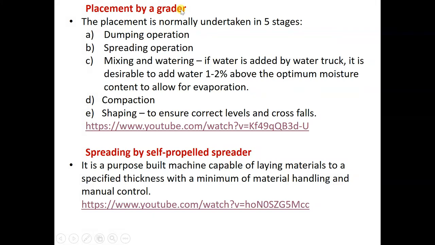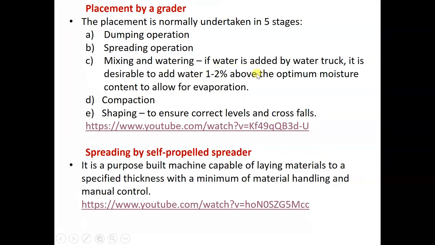Okay, placement by grader. Even though it's not the best practice, a lot of the aggregates have been spread by the grader. So for placing by the grader, how the aggregate is spread involves a few things, A, B, C, D, E. Dumping operation by the truck, where the truck will dump the chips on the road, and then the spreading operation performed by the grader, mixing and watering.